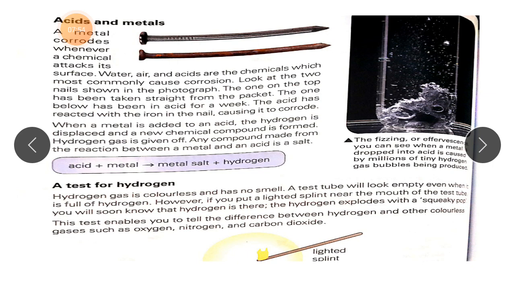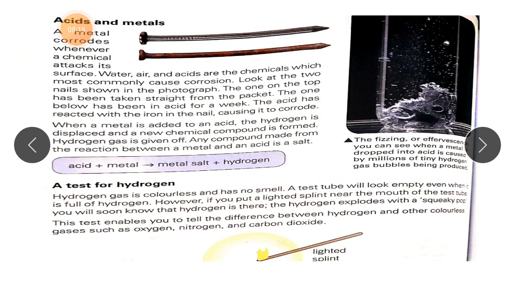Okay, generally we use iron in our daily routine, and iron is also a metal. Okay, so a metal corrodes whenever a chemical attacks its surface. Water, air and acids are the chemicals which most commonly cause this.